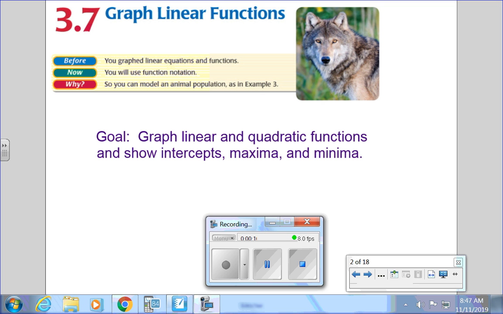It's cool. All right, so we're doing 3.7 using function notation. Who's excited? Woo!